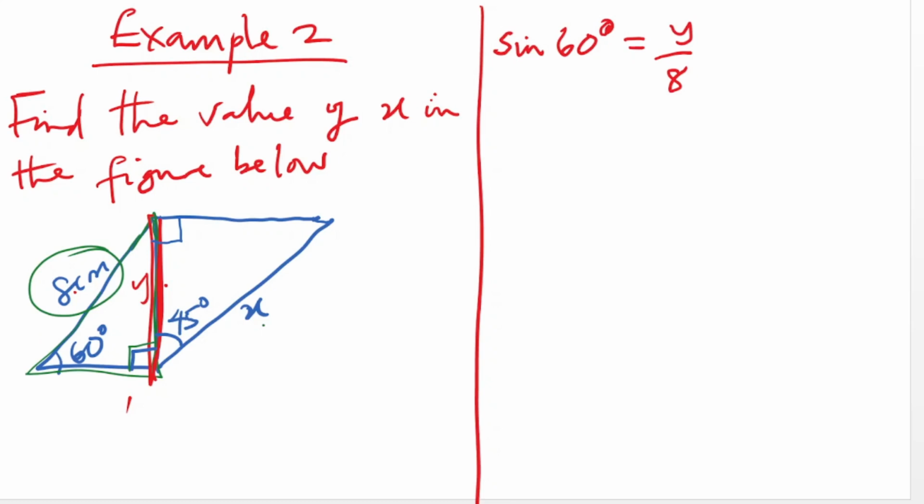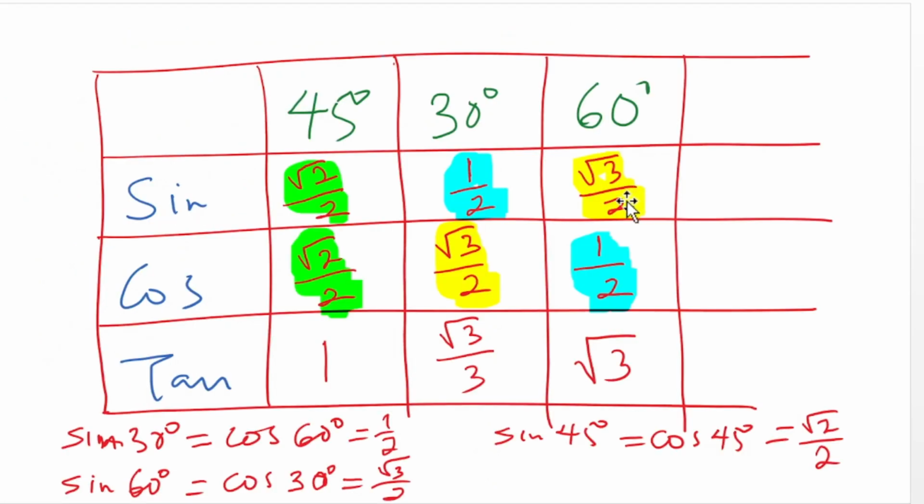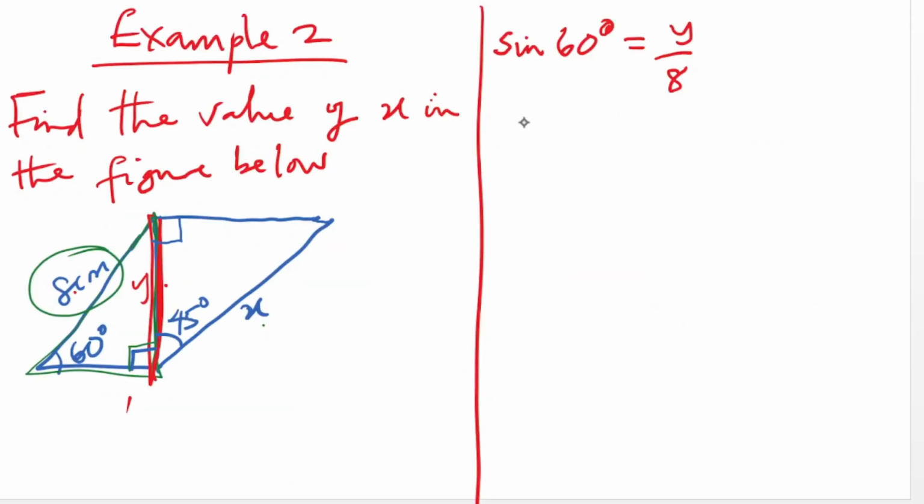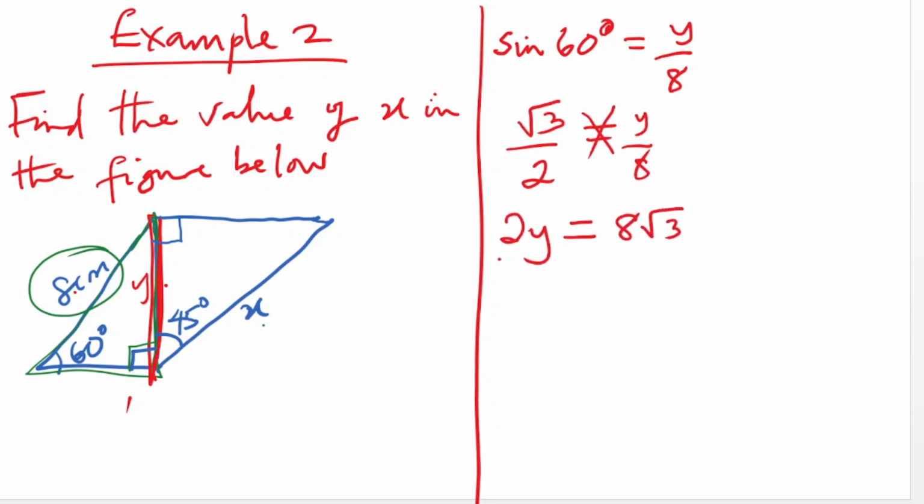Then what is sine 60 degrees? If we go back to the table here, sine 60 degrees is root 3 over 2. So we're going to replace that with root 3 over 2 here. So this will become root 3 all over 2 equals y over 8. Then we can cross multiply and have 2y equals 8 root 3. Then we divide both sides by 2. So therefore y equals 4 root 3. That's the value of y here.